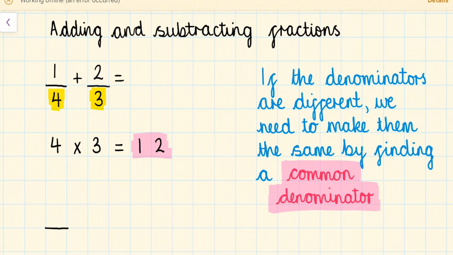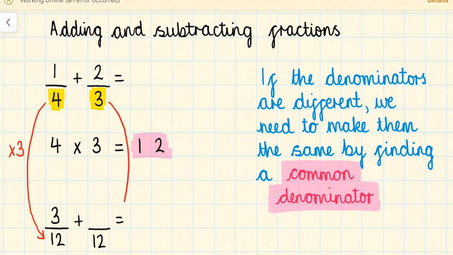Then we're going to convert the two fractions in the equation into twelfths. So from 1/4 to twelfths, we ask ourselves, what did we do to the 4 to get to 12? We multiplied it by 3. So we do the same to the numerator of 1. 1 times 3 gives us 3. Then we ask ourselves, what did we do to the 3 to get to 12? We multiply by 4. So we do the same to the numerator. Whatever you do to the bottom, you do to the top. So 2 times 4 gives us 8.